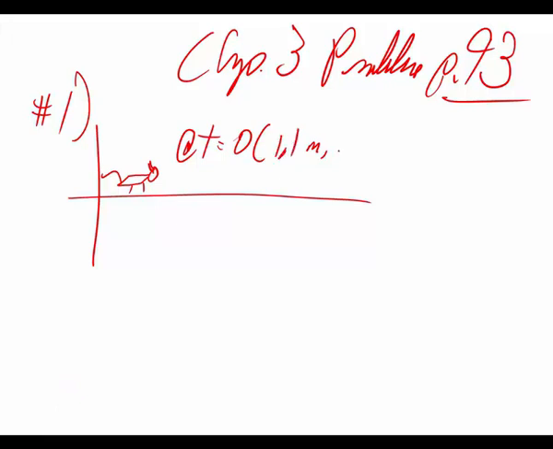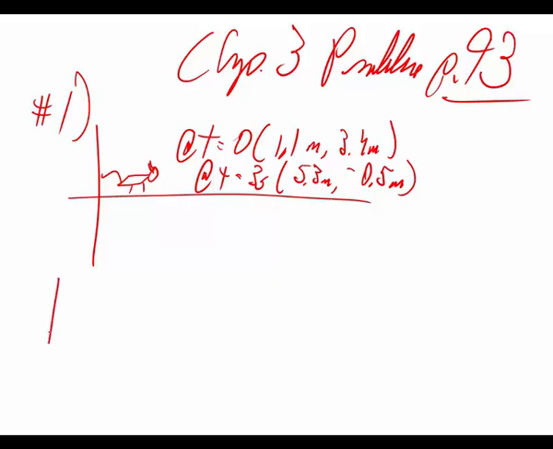1.1 and 3.4. And then at time 3 seconds, the coordinates are 5.3 and negative 0.5 meters. Alright, so if you were to graph it, what would it look like? At time 0, 1.1 and 3.4. So probably somewhere like right here?